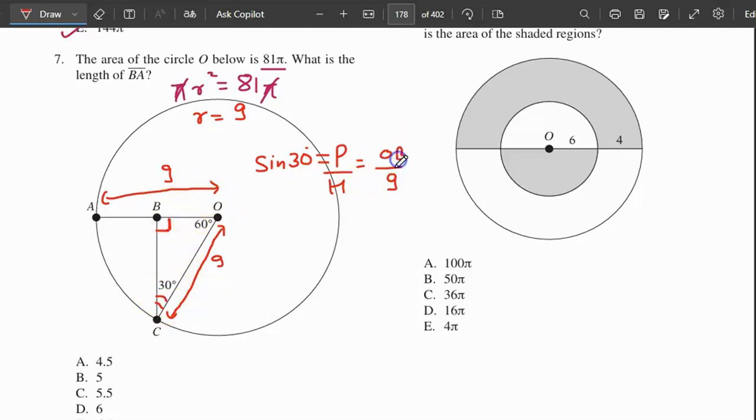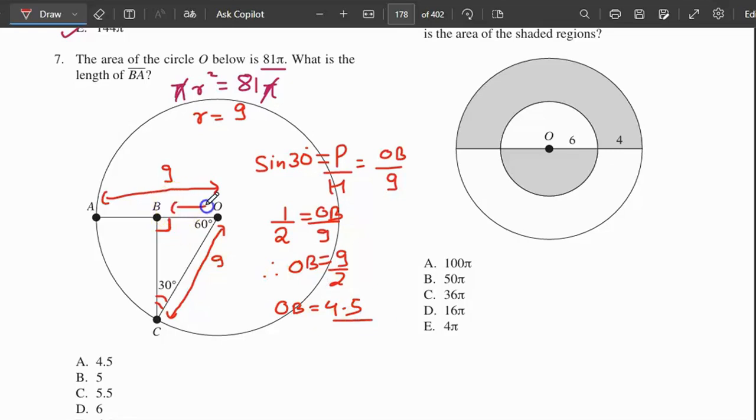So OB upon 9 is equal to sine 30. Sine 30 in the trigonometric table is 1 by 2. 1 by 2 is equal to OB upon 9. So therefore OB is equal to 9 by 2, that is equal to 4.5. So OB is coming as 4.5.